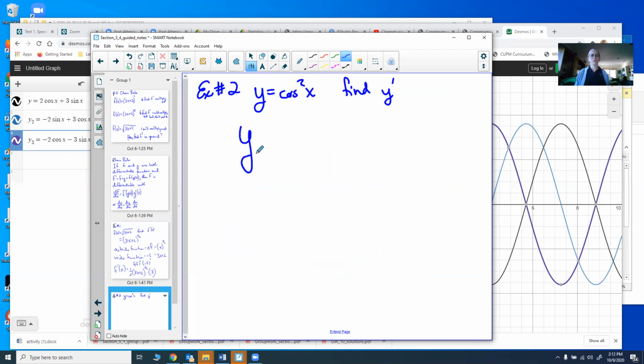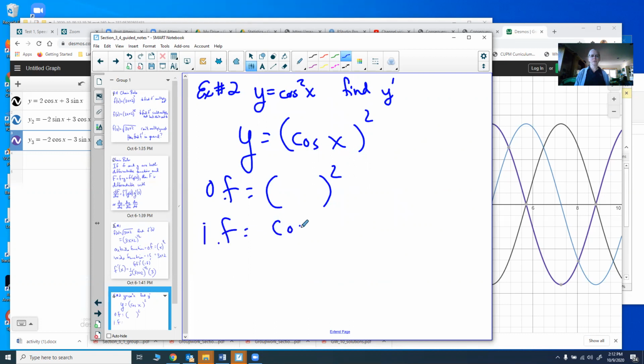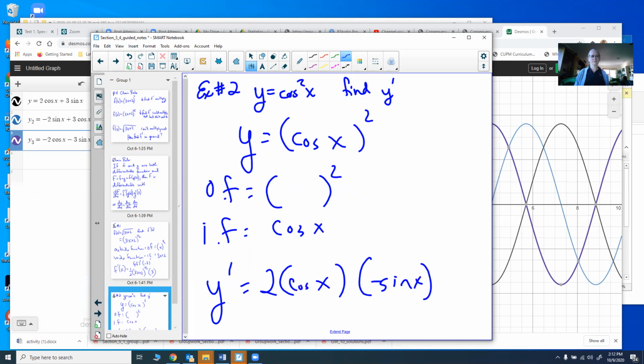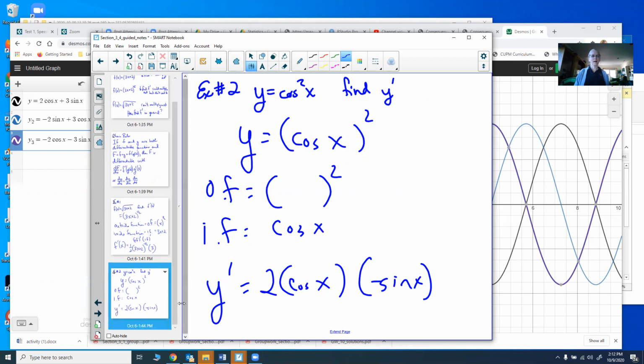Let's try another one. Again, I might think about this as y equal to something squared, where cosine x is being squared. That's what cosine squared x means, that cosine x is being squared. Again, I'm going to find my outside function. That is something being squared. My inside function is the cosine of x. So now my derivative is the derivative of the outside, which is 2 times something to the first, then times the derivative of my inside, which is negative sine x. And then all I've got to do is put in what was inside. And that's the chain rule.